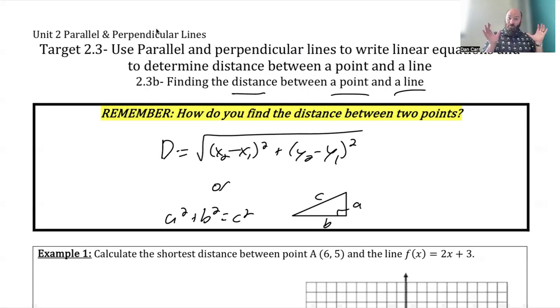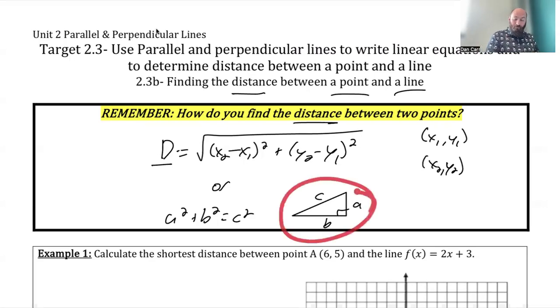So first thing is, because I'm talking about distance, let's call back to before. How do I find the distance between 2 points? Option one is to do the distance formula. That's equal to the square root of x2 minus x1 squared plus y2 minus y1 squared, where my 2 points are x1, y1, and x2, y2. The next option is just doing a right triangle. Since we're on a coordinate grid, we could just use the Pythagorean theorem.